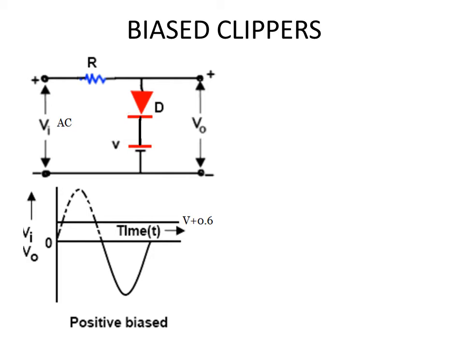So suppose that V, the peak value, is equal to 10 volts. And if you want to clip the waveform at positive 5 volts, what do we have to do? From the previous explanation of how this potential barrier affects your clipping level, you will get a clue what we have to do in order to do the clipping at a desired level. So this is an example.